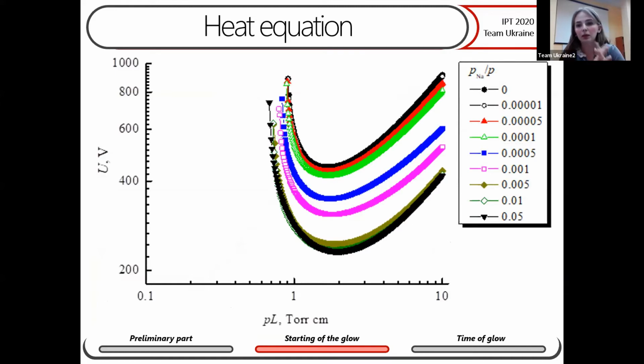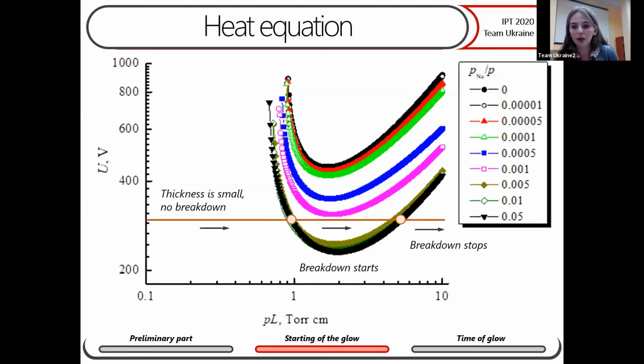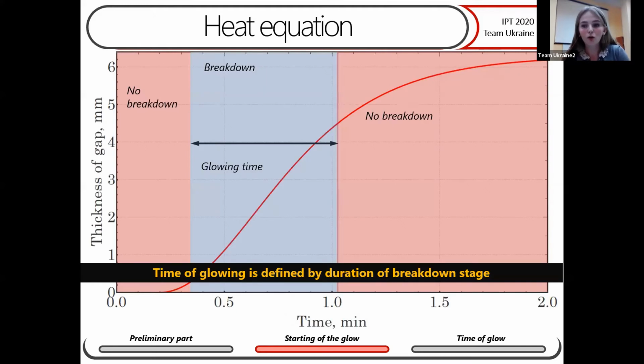We see that the breakdown voltage for pure steam is quite high. However, it is seen that even a small addition of sodium to this solution can significantly reduce the minimum discharge voltage. Also, from this dependence, we can determine the necessary values of thickness for the start of glowing. Thus, we can highlight the area of beginning and end of glowing.